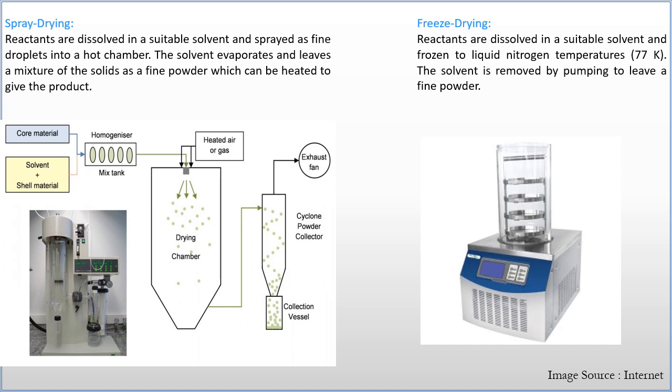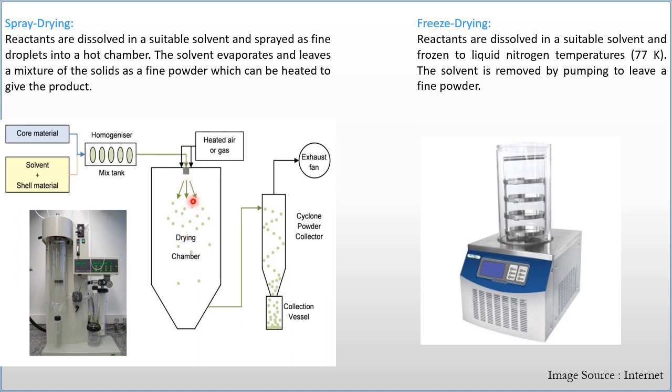Another method is spray drying. Here, the reactants are dissolved in a suitable solvent, and if you pay attention here, there is the core material or the solvent and the shell material. We won't say it is a shell material, and this image has been taken from the internet. We'll be taking our reactants A and B, and they'll be mixed in the solvent, and then heated air or gas is passed through this chamber, and the paste or slurry of your mixed reactants will also be charged here in this drying chamber.